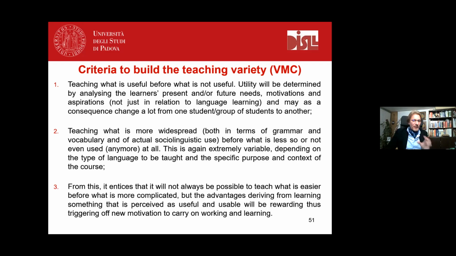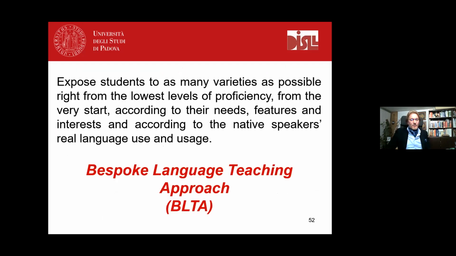So these are the three criteria, I think, that should be taken as a guideline when building the teaching variety to be taught. The idea behind all this is that students should be exposed to as many varieties as possible, right from the lowest levels of proficiency, not right from the very start, I would say, according to their needs, features, and interests, and according to the native speaker's real language use and usage.